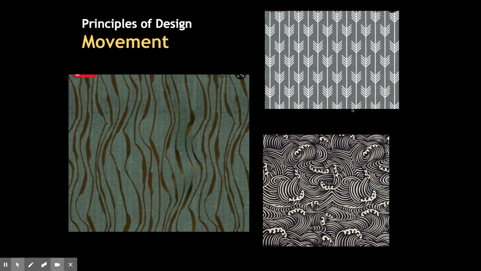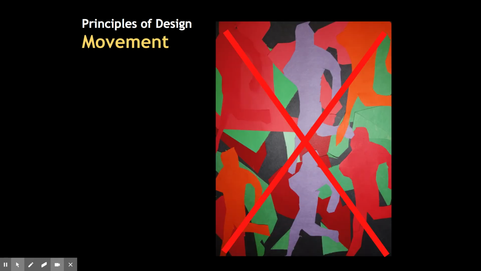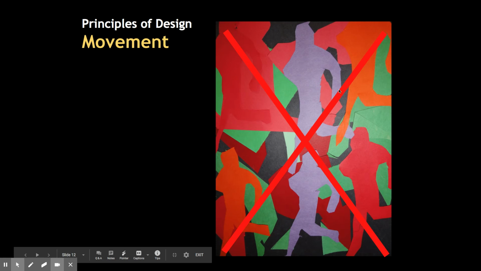So what we want is this sort of movement where we're being directed. What we don't want is this sort of movement. You can see there's people running, so technically it's like the other definition of movement, but not for design, because there's no real path that my eye is supposed to go on. It's very disjointed.